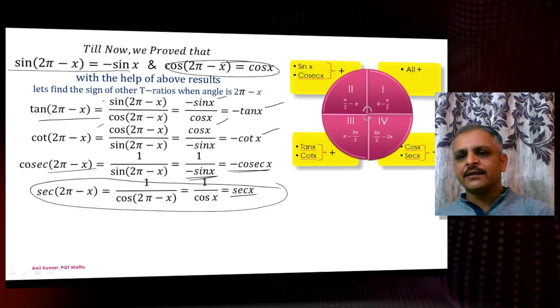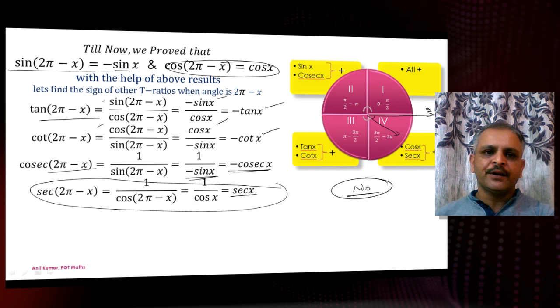And because we are measuring the angle from 2 pi, this is 2 pi minus x I am discussing. So that means a straight line, no cofactor. So simply we have to keep it as it is, cos as cos and sine as sine.